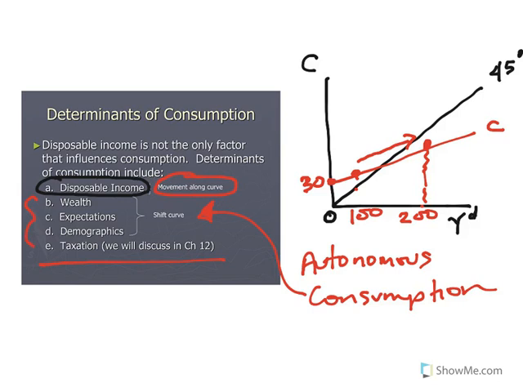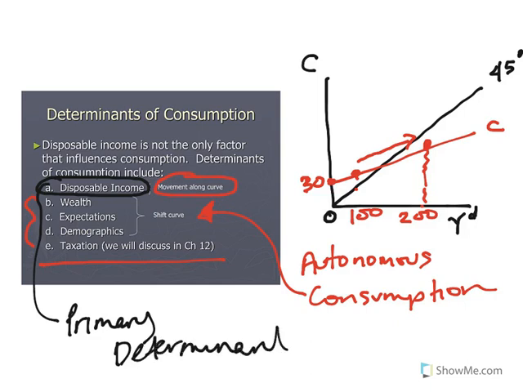So again, just to recap before I move on to autonomous consumption, we know that disposable income is the primary determinant. In other words, this right here, disposable income, is the most important factor that influences how much money we spend. However, we also have wealth, expectations, and demographics, which will also impact how much we spend.